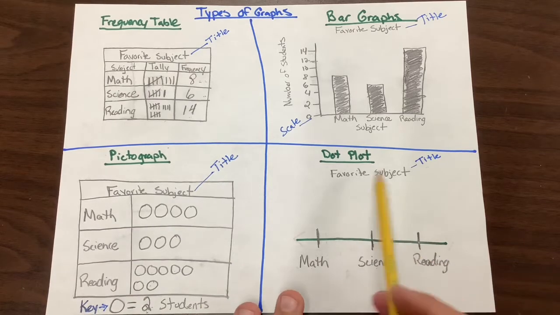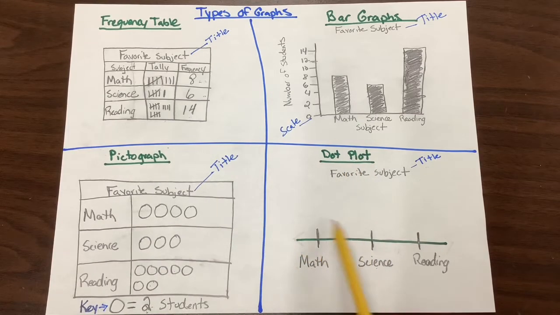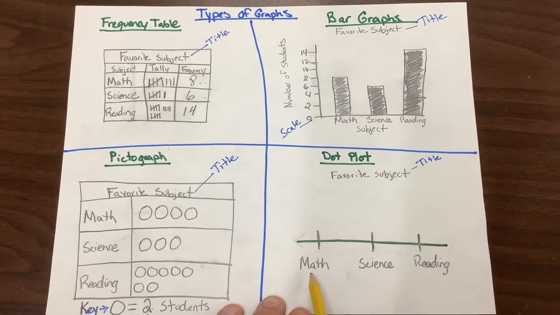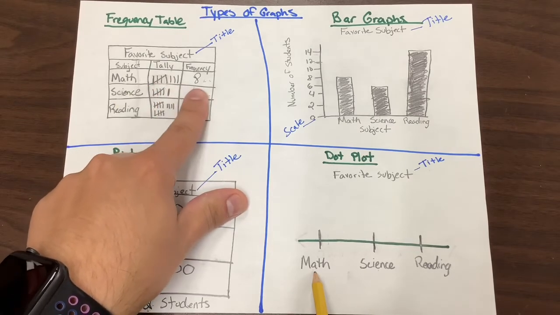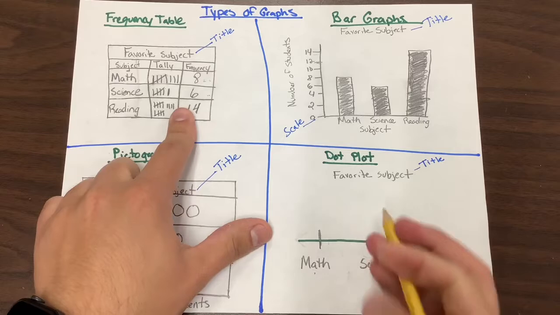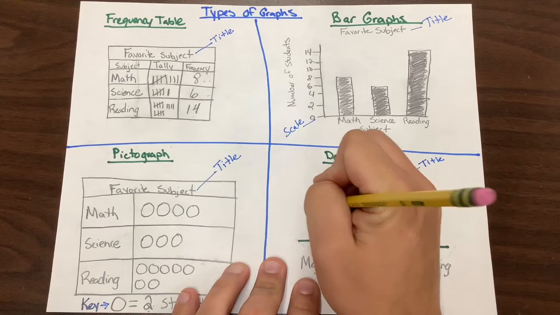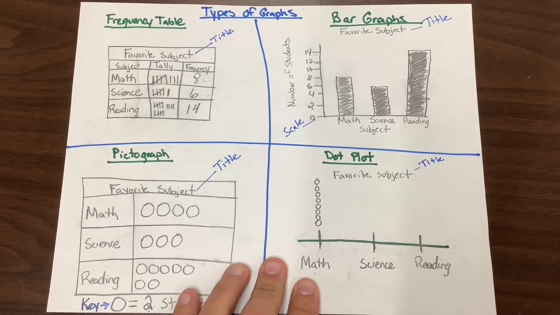So in this type of graph, you see the title says dot plot. What do you think we're going to use here to help us represent the information? Yes, we're going to be using dots to help us represent the information. Now, so right here, math. Let's see, how many students voted for math as their favorite subject? 8. So guess what? We're going to put 8. 1, 2, 3, 4, 5, 6, 7, 8. Because 8 students chose math.